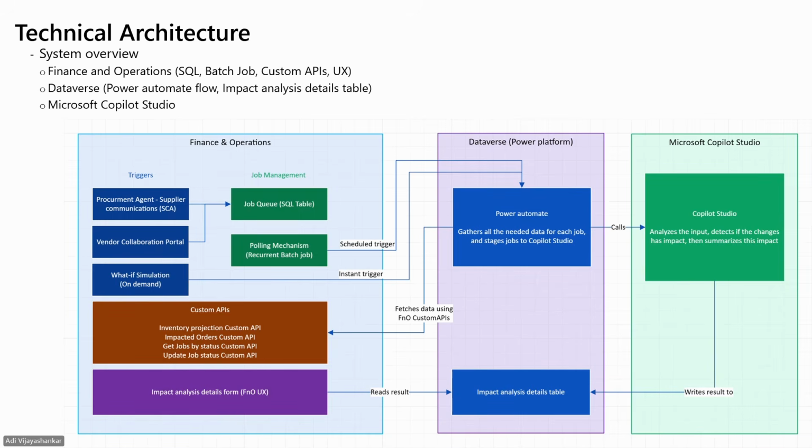So from left to right, the finance and operations contain canvas background. Canvas is blue, and contains 4 major components: the triggers, which are in dark blue: procurement agent, vendor collaboration, and the what-if simulation. And once a trigger happens, this goes to the job management piece, which is in green. So we have some job queuing SQL table, and we have a polling mechanism that is a recurrent batch job in F&O. This batch job is configurable, so the user can run it more often or less often, depending on how much they value impact analysis.